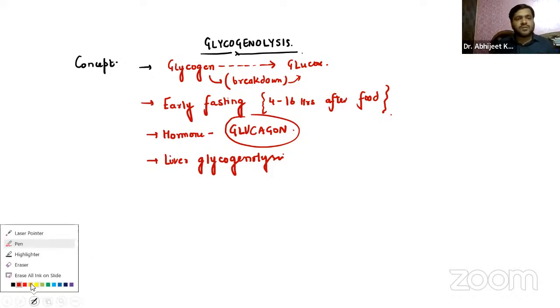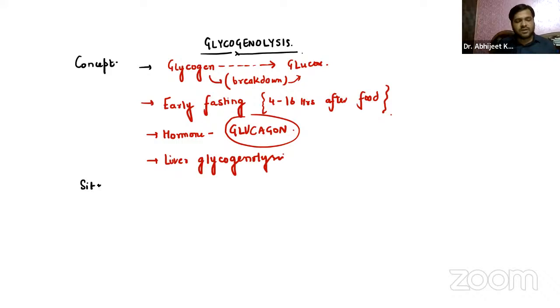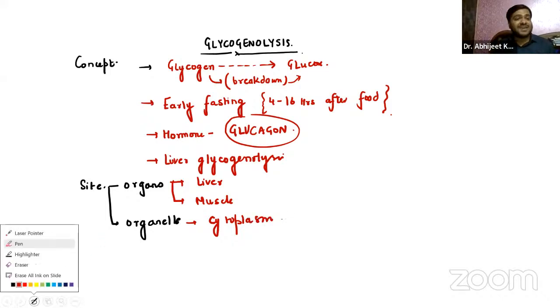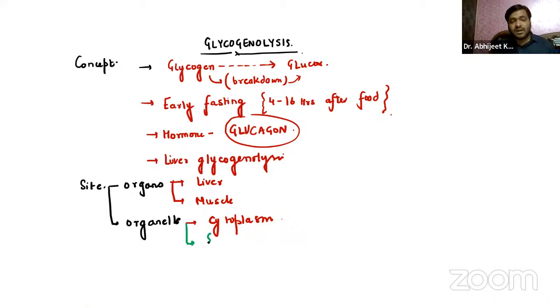Now, again, the two things that are required over here: what is the site? The site means the organs, and we have to talk about the organelle also. You already know it remains the same. The organs are the liver along with the muscle, and the organelle is the cytoplasm. Again, if the examiner is very tricky, he will ask one more question over here. 1 to 2% of glycogenolysis occurs in the lysosomes.